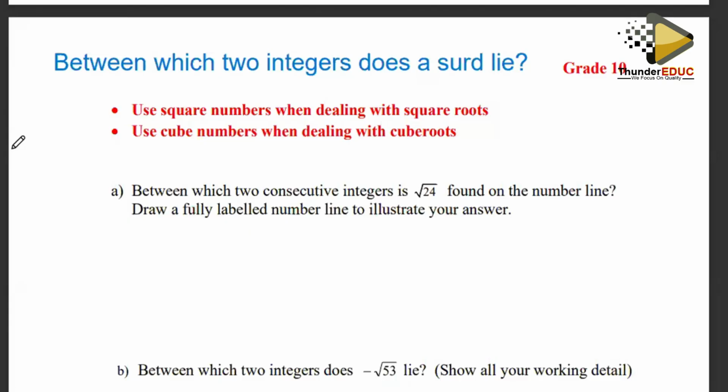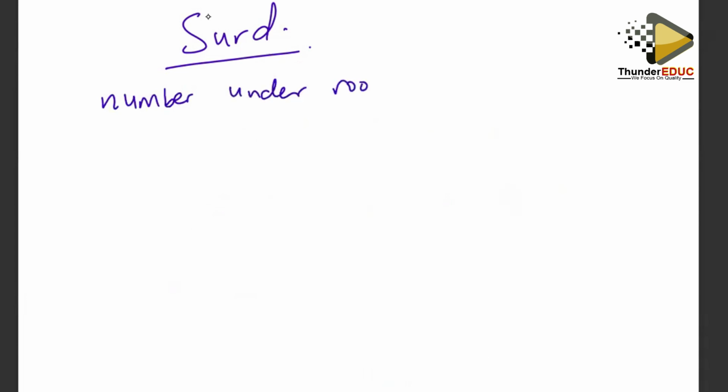Okay, next we need to look at between which 2 integers a surd lies. The first question should be, what is a surd? Because that's what everyone will be wondering. A surd is basically a number that is under a root sign. It can be a square root, a cube root, a 4th root, a 5th root or whatever root it is. But for as long as we have a number and a root sign, it automatically becomes a surd.